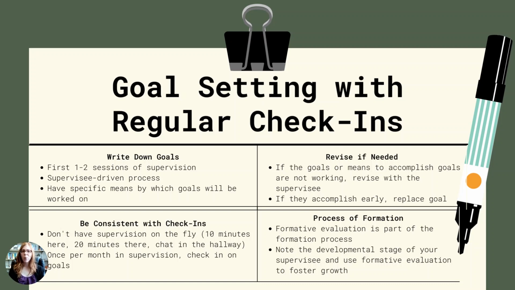And so, first of all, we have to write down our goals if we're going to have them. Sometimes the student paperwork at the beginning of the semester provides a way to do that. And so you can kind of build on that. But the student and you should be writing down or having each a copy of the specific goals that the student has for that semester. And this is within the first couple of sessions in supervision, just like we would with a client. It's a supervisee-driven process.